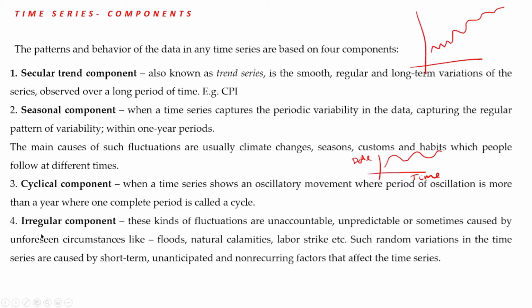And next we have the irregular component. These kinds of fluctuations, they are unaccountable, unpredictable and caused by unforeseen circumstances like natural calamities. It can be floods or labor strike. Such random fluctuations are caused by short-term, unanticipated and non-recurring factors that affect the time series. The best example for irregular component is the sales in online business because of the pandemic. So that we can consider an irregular component. So these are the various components of time series.